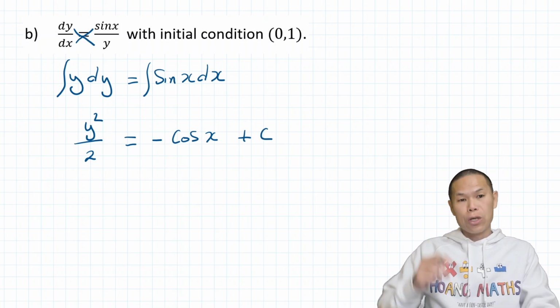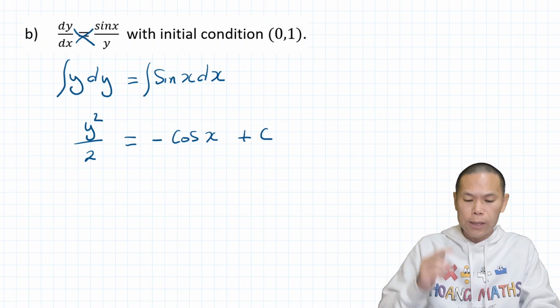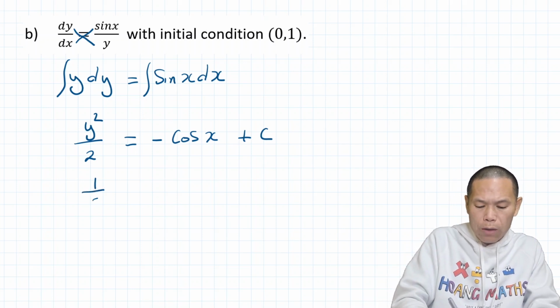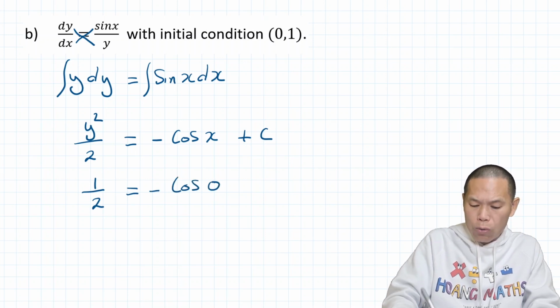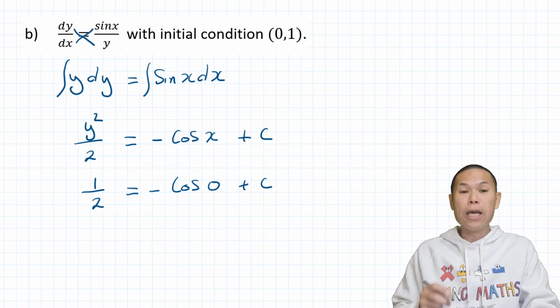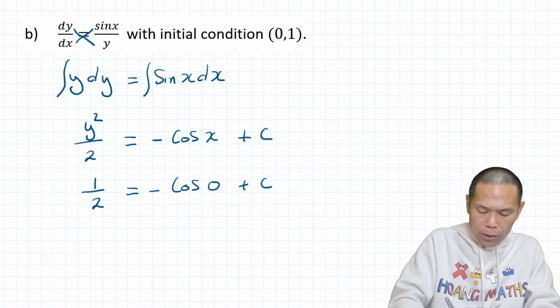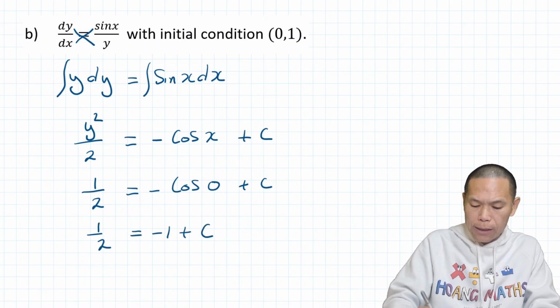So when x is 0, y equals 1. We just solve for c. So y equals 1, so 1 squared is 1, that means 1 over 2, equals negative cos of 0, and we add a constant c. And don't forget, cos of 0 is equal to 1. So the half is equal to negative 1 plus c.